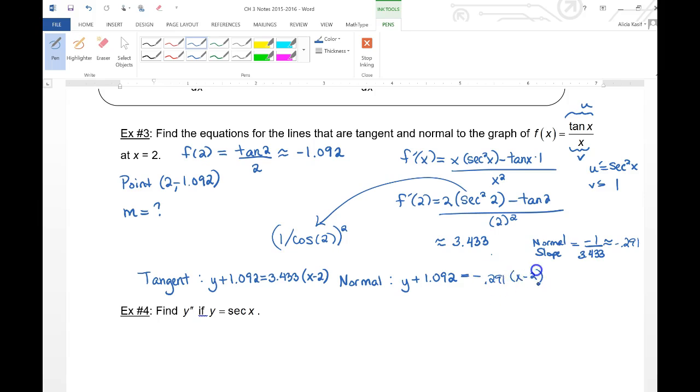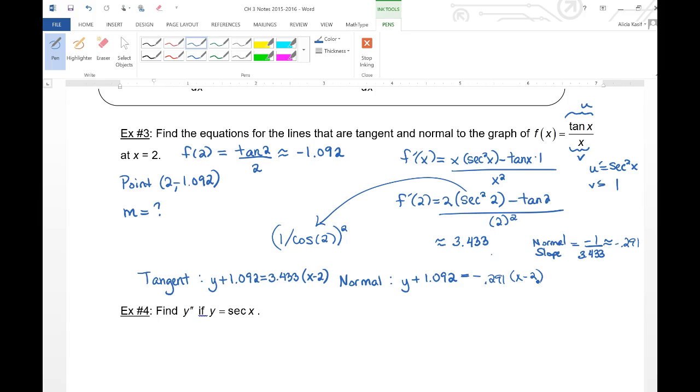When I plugged in 3.433 and then did the inverse of that, it gave me a positive number. Because you have to have the opposite. You have to have negative 1 over that. This is to the negative 1 power. It's not the inverse. Negative 1 power will just do 1 over something.